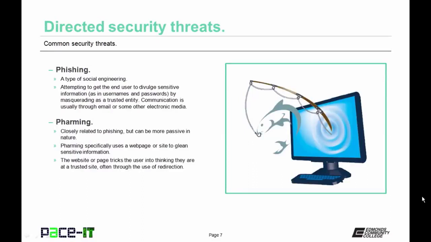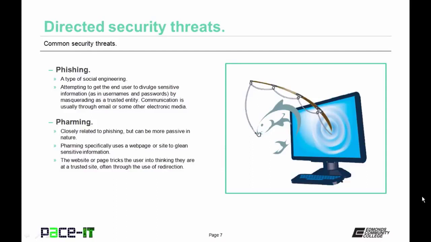The first one we're going to mention is phishing. Phishing is an attempt to get the end user to divulge sensitive information, as in usernames and passwords or bank account numbers. Phishing always occurs through electronic media, through email or through websites.